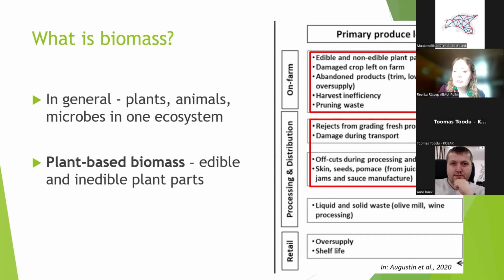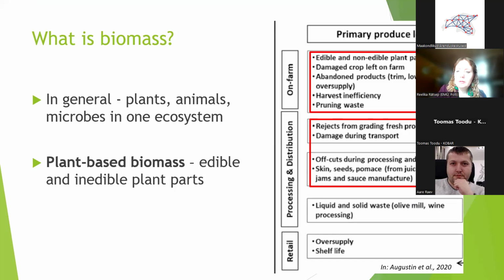For example, these kind of plant parts that come from the production, which are edible, going for marketing, or non-edible, that are, for example, maybe damaged crop left on the farm, abundant products which are not accepted by the consumers, with the product loss that comes from the harvest inefficiency, pruning waste, every kind of post-harvest waste.